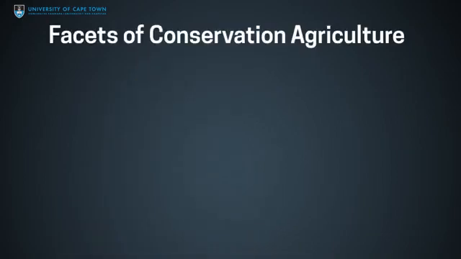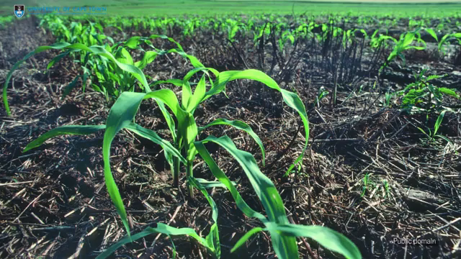There are three facets to conservation agriculture. The first is minimum or no tillage. And the idea here is that by reducing the amount of ploughing that you do on the soil, you reduce the damage to the soil, you don't break up the soil as much, and that makes it much less prone to erosion. And also you retain the plant content in the soil, the organic content, that helps improve the soil structure and water holding capacity.